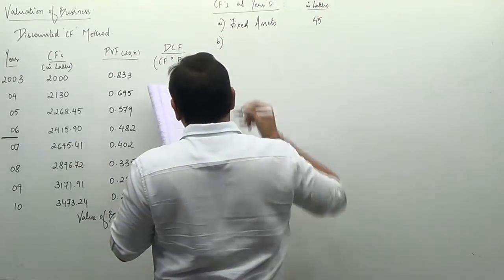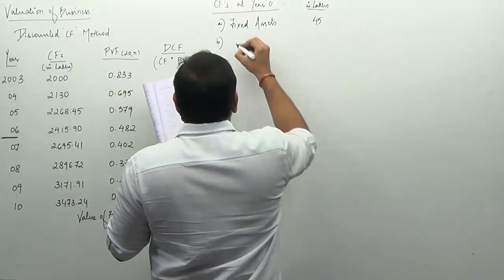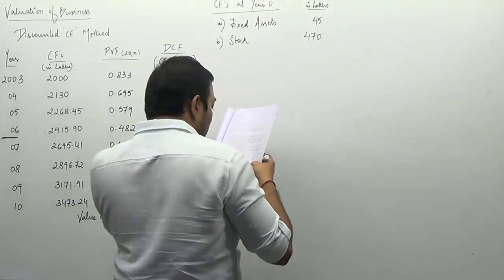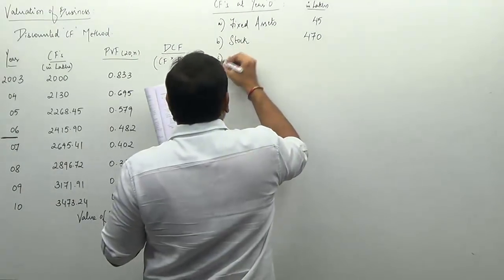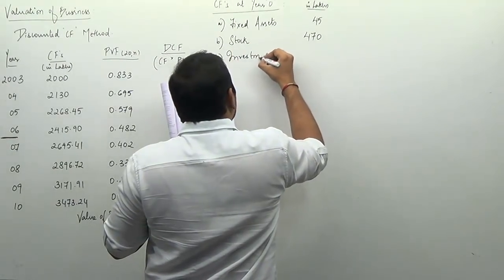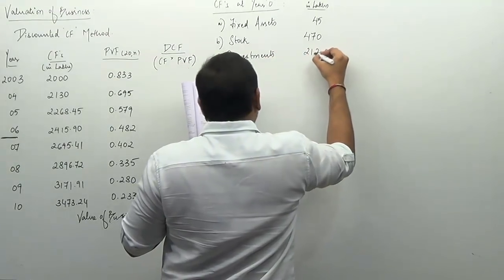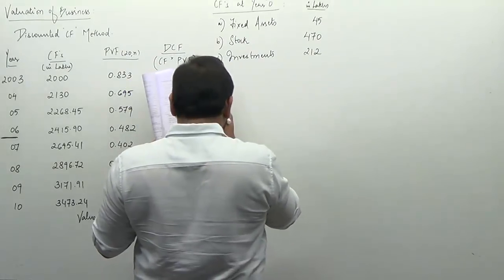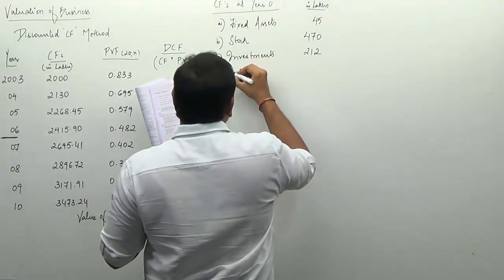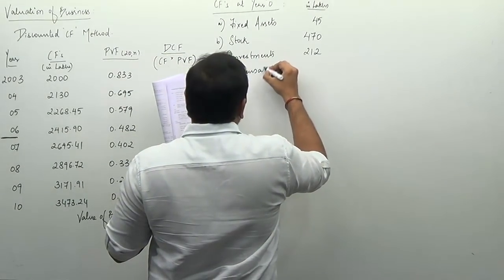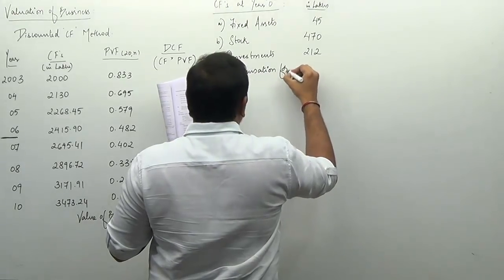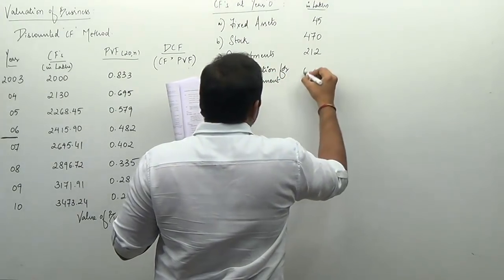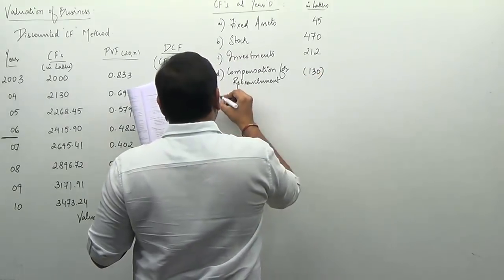Next. Second cash flow. Stock can be immediately realized for 470. Investments, again inflow, can be disposed of for 212. Next point. Some workers are retrenched for an estimated compensation, guys. Retrenchment compensation, outflow. Compensation for retrenchment, 130, negative.